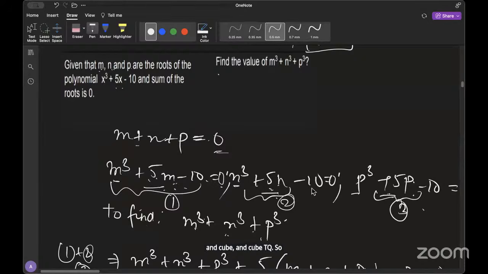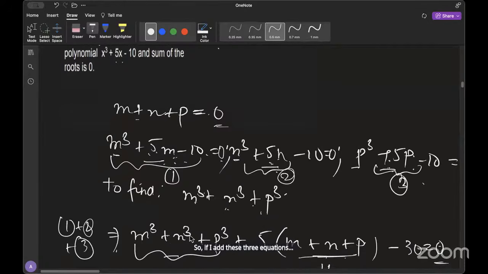So if I add these three equations, I'll have m cube plus n cube plus p cube from the first terms, right? Then from the second one, I'll have 5m plus 5n plus 5p. So this will give me 5, and in brackets we have m plus n plus p. And then from here, you'll have minus 10 plus minus 10 plus minus 10, which is minus 30.